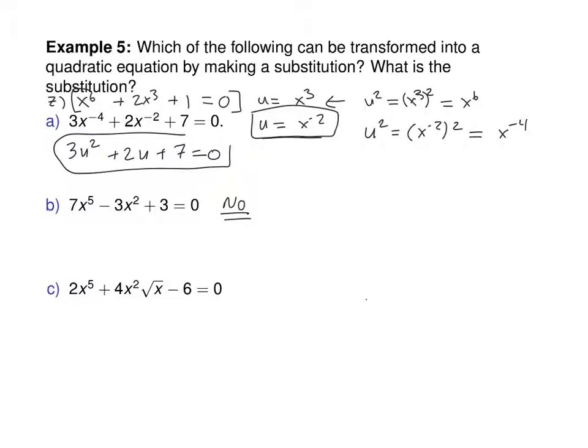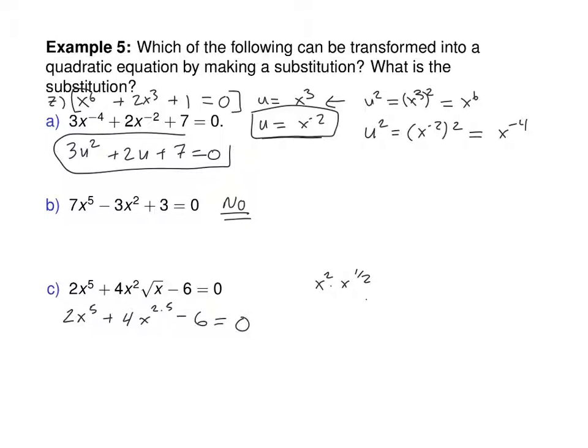How about part C? I think so. Yeah, here's how you can really tell. Does it make sense that root x is x to the 1/2? So if you have x squared times x to the 1/2, what happens in the powers? Yeah, they add, so 2 plus 1/2 is 2.5, right? So 4x to the 2.5 minus 6 equals 0.